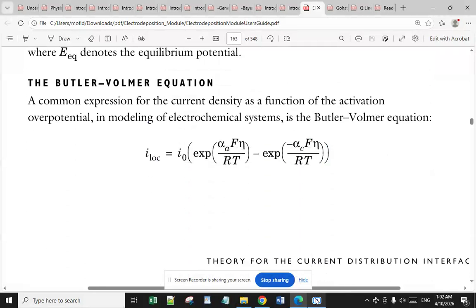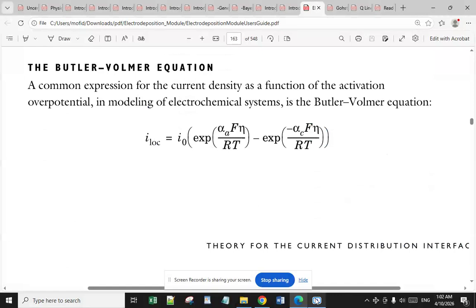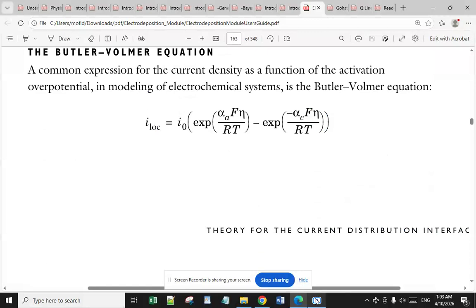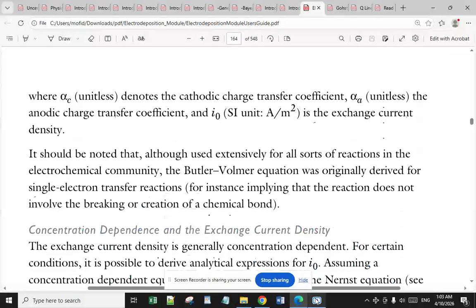The Butler-Volmer equation, a common expression for the current density as a function of the activation overpotential in modeling of electrochemical systems, is as follows, where alpha C (unitless) denotes the cathodic charge transfer coefficient and alpha R (unitless) the anodic charge transfer coefficient, and I0, whose SI unit is ampere per square meter, is the exchange current density.